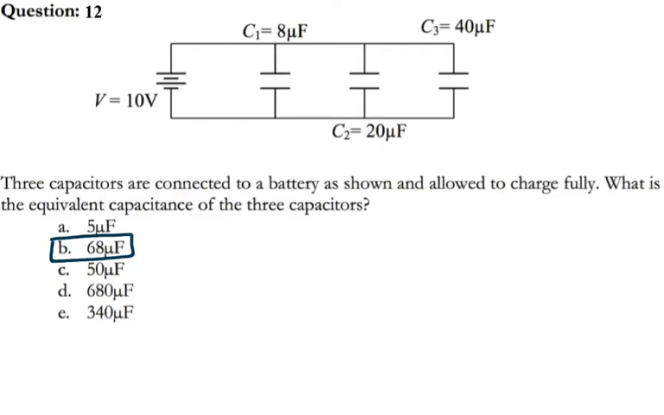For resistors, when they're connected in parallel, you do 1 over the sum of 1 over each, then flip the result over. And for capacitors, when they're connected in parallel, you just add them. For resistors, when they're connected in series, you just add them all together. And for capacitors, when they're connected in series, you do 1 over, and flip the result over. So it's the complete opposite of what you do for resistors and capacitors. So here you have a parallel connection of the capacitors, so you just add their values, and that gives you 68 microfarads.